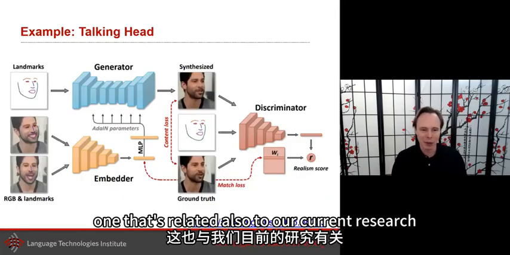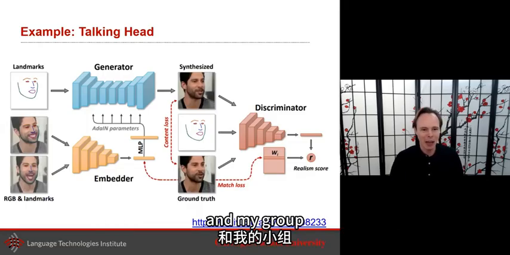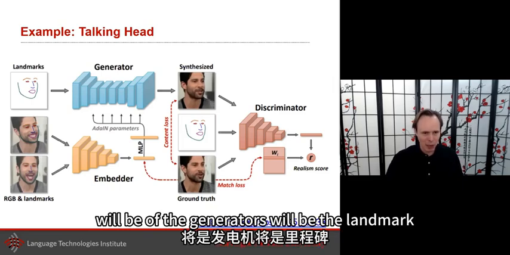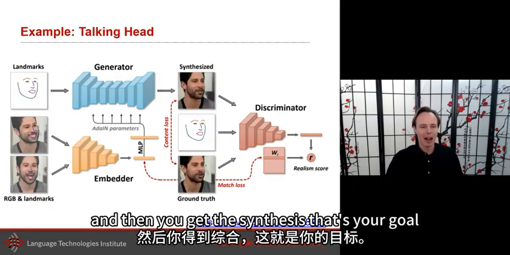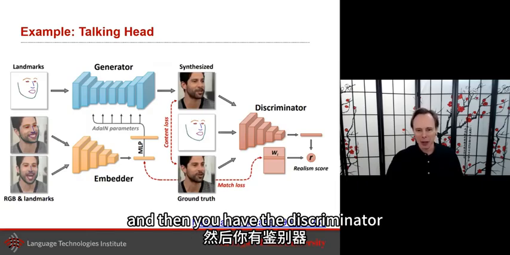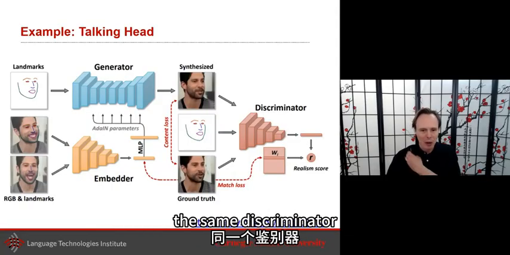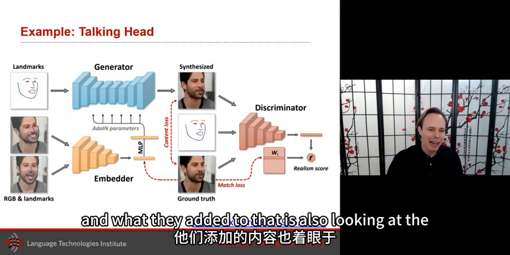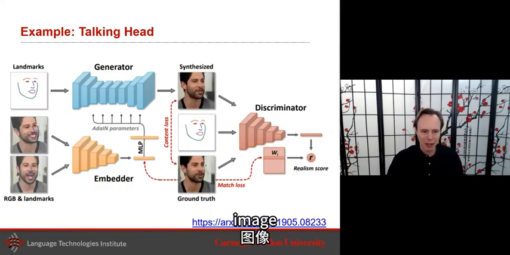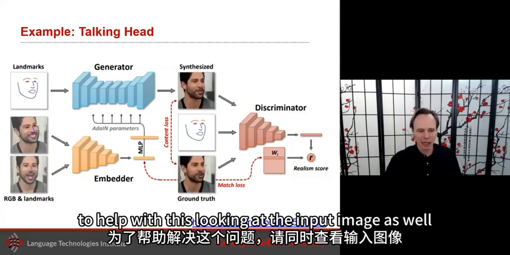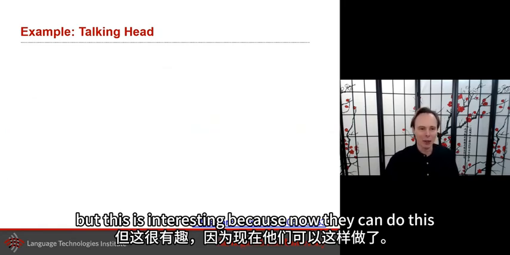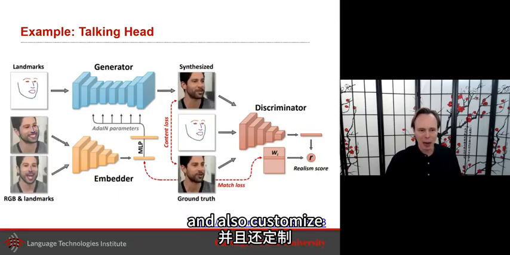One that's also related to our current research in my group is talking head, where the input to the generator will be the landmark, and then you get the synthesized output, that's your goal. Then you have the discriminator, the same discriminator, real or fake, and the ground truth. What they added is also looking at the input image to help with this. This is interesting because now they can also customize.